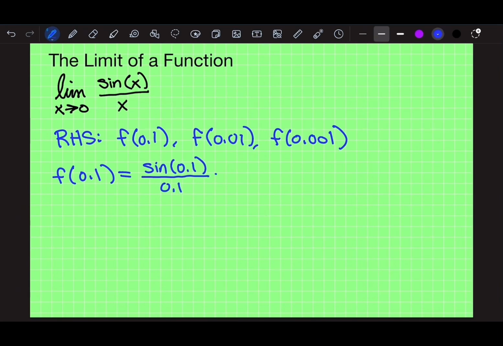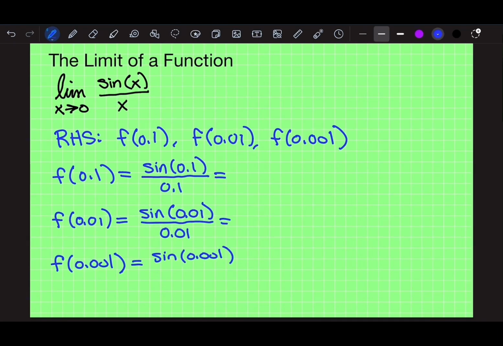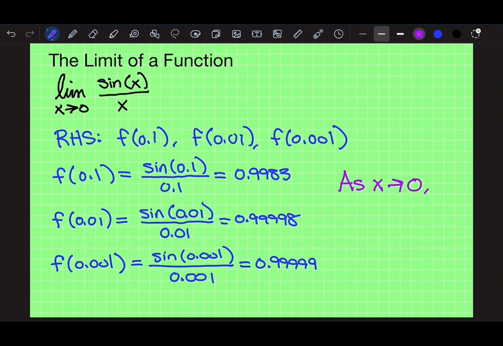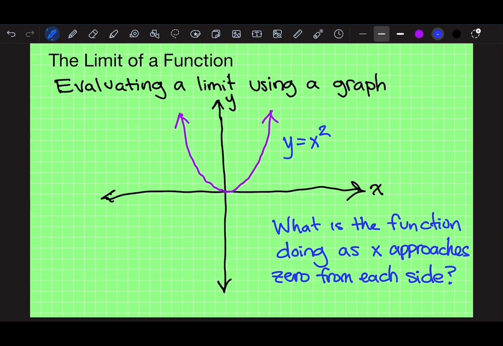Now, same thing for the right-hand side. I think it ends up being the same on each side for this one, but it is possible for it to be a different value on each side. But they're the same, so we can say as x approaches 0, f of x approaches 1, since it's the same on both sides. Next, we're going to talk about evaluating limits by looking at the graph.